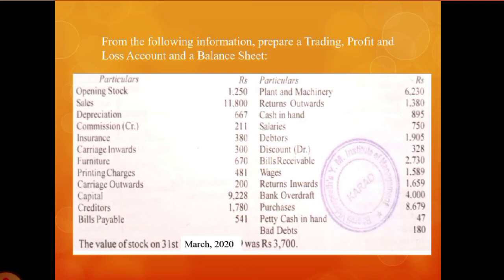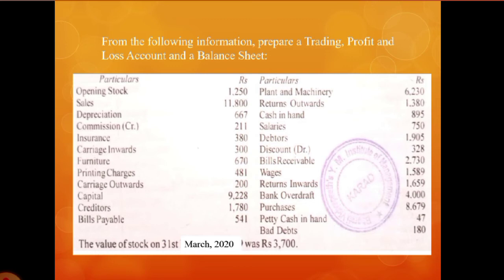Now, bad debts are the losses which a business has to incur because of credit sales. Out of the credit sales, all the customers may not make payment. Some of them may fail to make the payment, and that will be a loss to the business, and that loss will be called as bad debts. Now, bad debts is also an indirect expense, and therefore it will be shown to the debit side of profit and loss account.